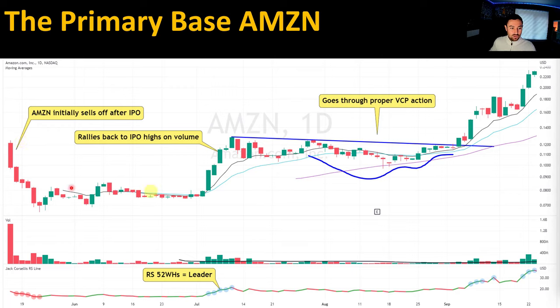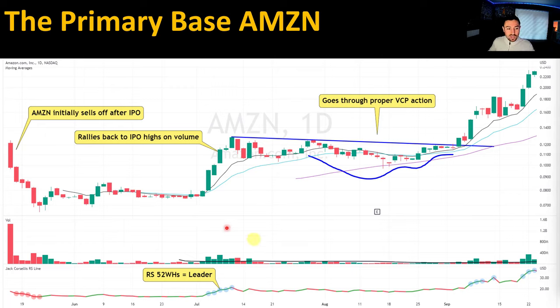But Amazon sells off, it then puts in some VCP action, much more of a low pivot down here. So you have one contraction, two contraction, tight, tight, tight, tight, tight. Look how the volume dries up, then big volume comes in, 52-week highs, stock's a leader. And then see how it pulls back down here and you get one contraction, two contraction, three contraction. Look at the tightness, look at the volume drying up. Then very soon after the breakout, there's your 52-week highs coming through.